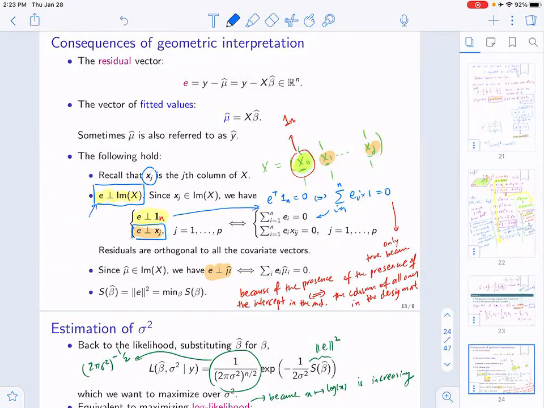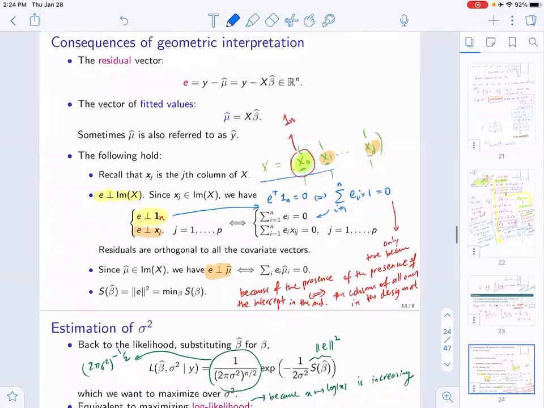In particular, if you have included the intercept in the model, then you have included a vector of all ones in the design matrix. In that case, E is going to be orthogonal to the vector of all ones. This is only true if your design matrix contains a vector of all ones, let's say in one of the columns, usually the first column. If not, then this is not necessarily true. So this is only going to be true if you include an intercept in the model. This is just another consequence of the fact that in that case, the vector of ones belongs to the image because it is one of the columns.